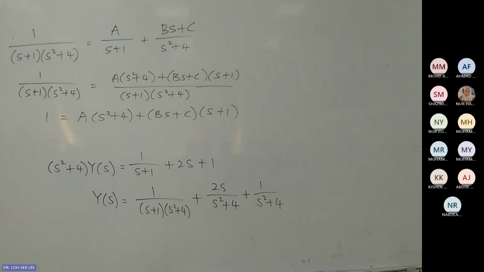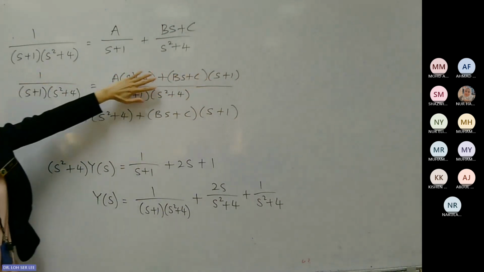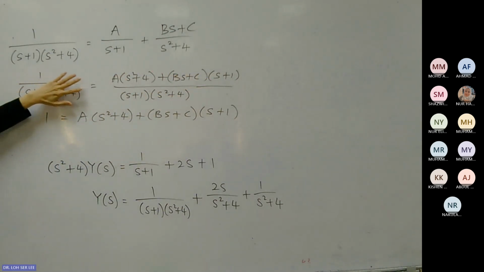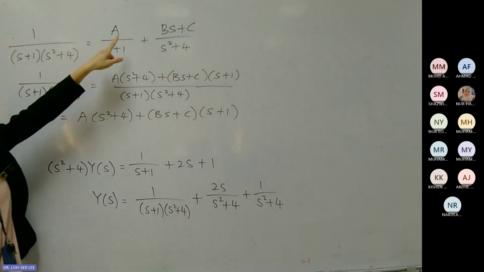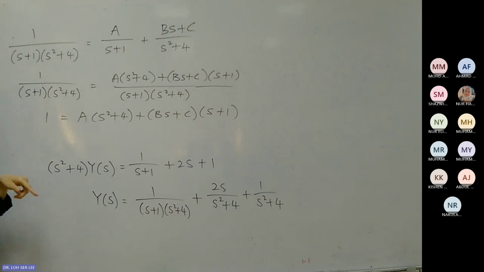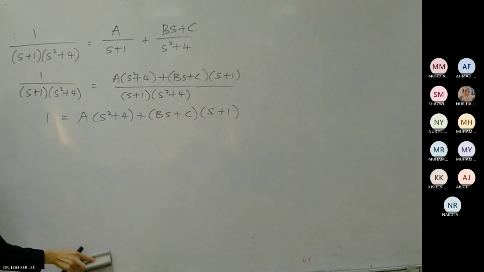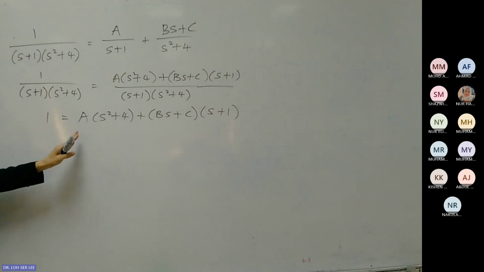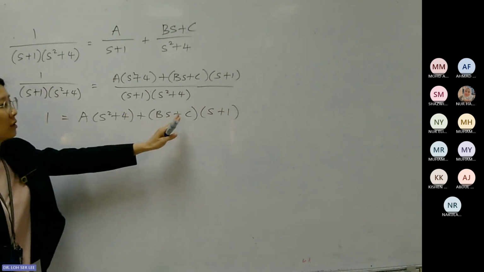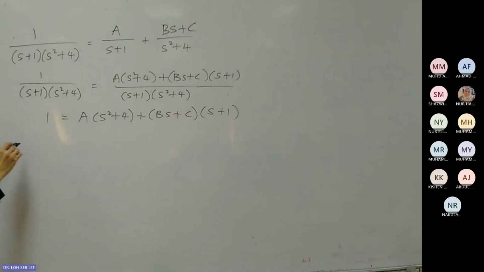Okay, this is partial fraction. Normally we skip this one, right? If you still remember what you have learned, from here we just jump to this one: 1 equals A times this plus this one times this. We want to find the values of A, B, C, so we just choose values which are convenient to us.